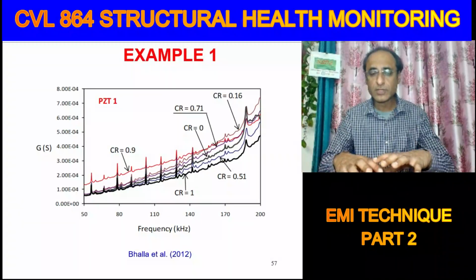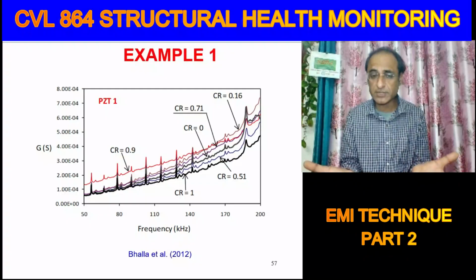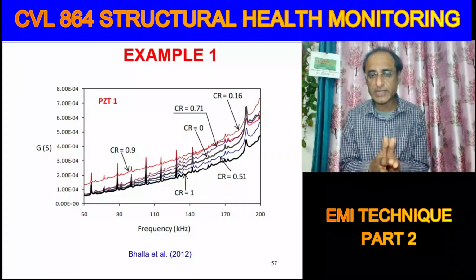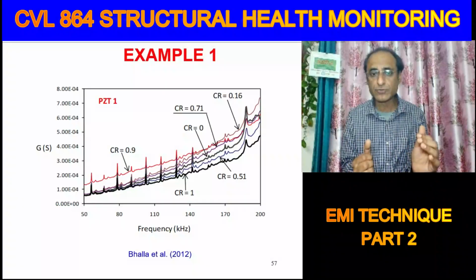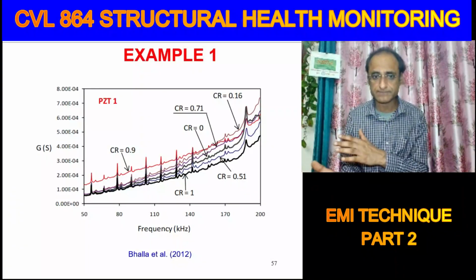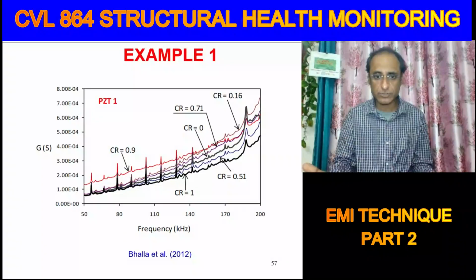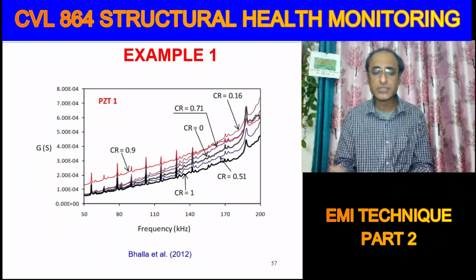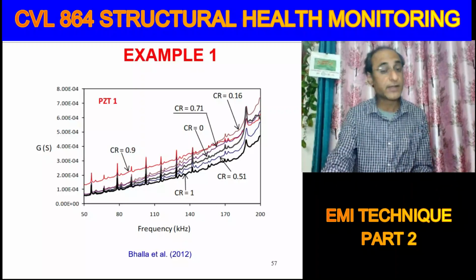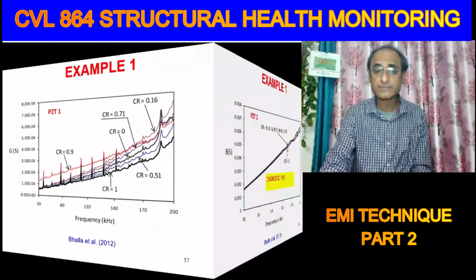So it's a dimensionless, non-dimensional numbering of the cycles. In between, the cycle ratio will vary from 0 to 1. So what we find is that as the cycle ratio is varying from 0 to 1, the signatures, the real part, is changing. And let's now have a look at the imaginary part.